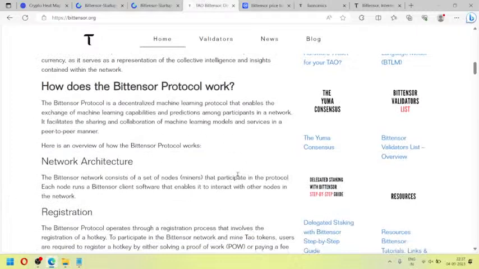How does the Bittensor protocol work? The Bittensor protocol is a decentralized machine learning protocol that enables the exchange of machine learning capabilities and predictions among participants in a network. It facilitates the sharing and collaboration of machine learning models and services in a peer-to-peer manner.